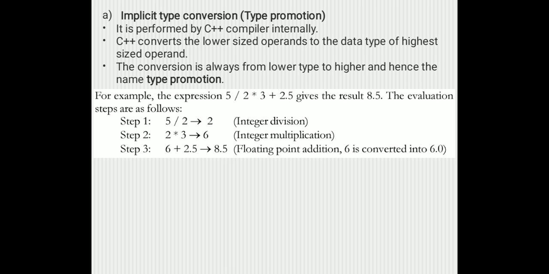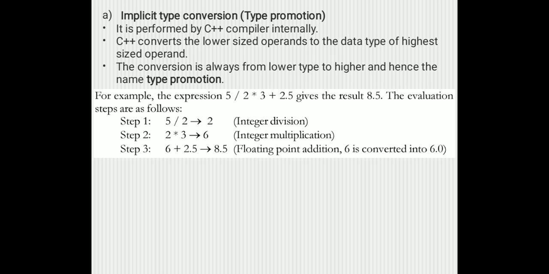For example, the expression 5 by 2 asterisk 3 plus 2.5 gives the result 8.5. The evaluation steps are as follows. Step 1, 5 by 2. It returns the value 2 because of integer division. Then in step 2, the result of 5 by 2 is 2, then 2 into 3 is 6, integer multiplication. Then 6 plus 2.5 equals 8.5.